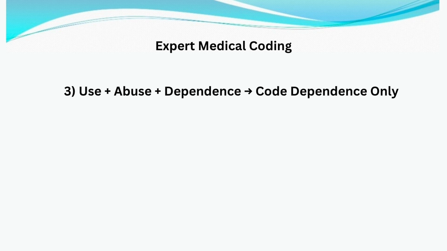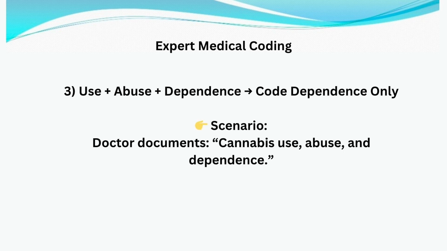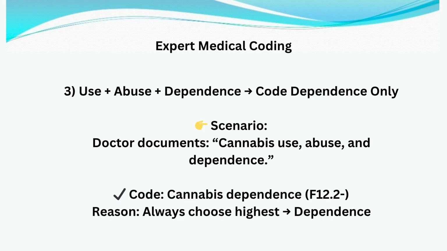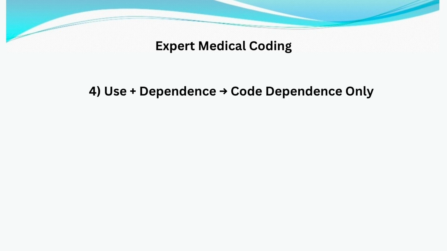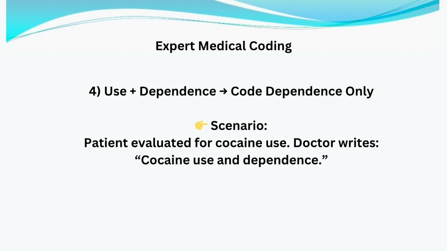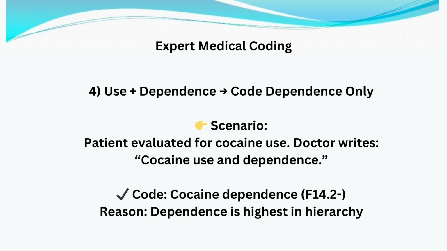If the patient documented use, abuse and dependence, we have to code dependence only. Let us see the scenario. Doctor documents cannabis use, abuse and dependence. So we have to code cannabis dependence, F12.2 subcategory. Reason, always choose the highest. Here dependence is higher in hierarchy. Now if the patient documented use and dependence, we have to code dependence only. Let us see the scenario. The patient evaluated for cocaine use. Doctor writes cocaine use and dependence. So we have to code cocaine dependence, F14.2 subcategory code. Reason, dependence is higher in hierarchy.